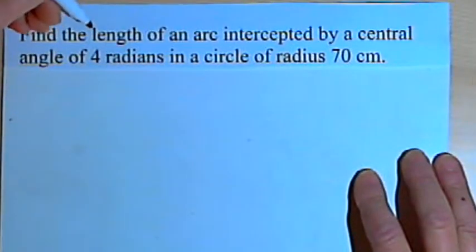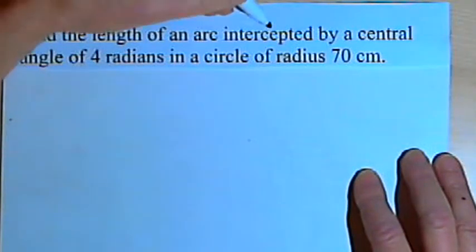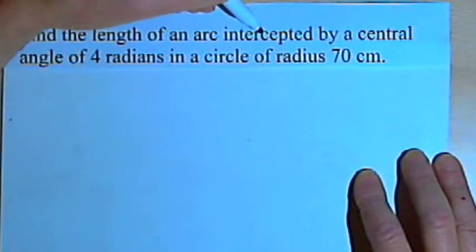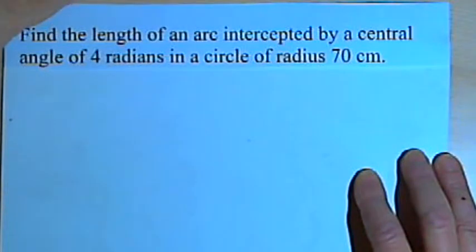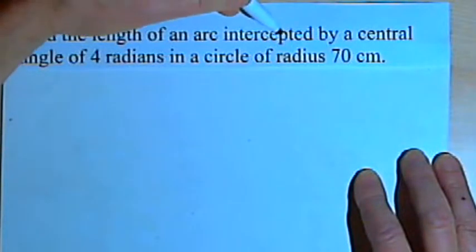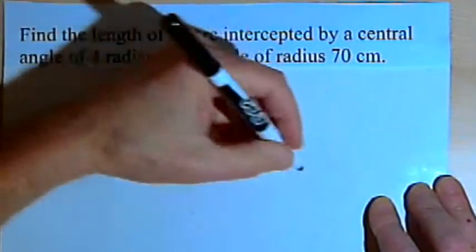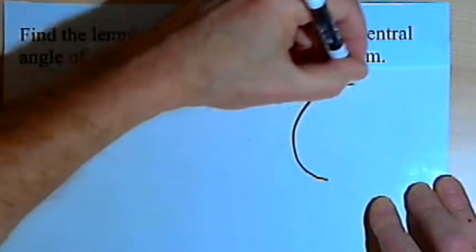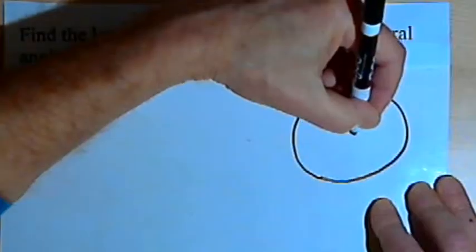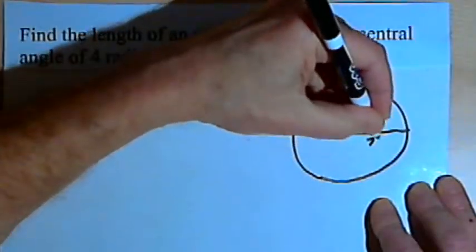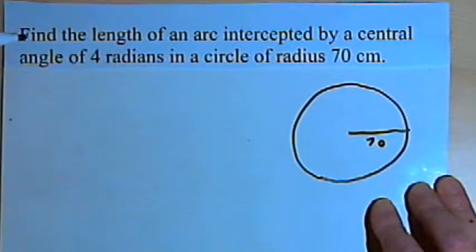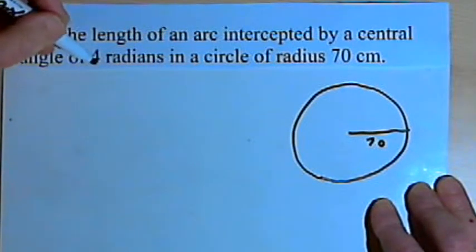So this problem says, find the length of an arc intercepted. Instead of saying subtended, they're saying intercepted. It'll mean the same thing. Find the length of an arc intercepted by a central angle of 4 radians in a circle of radius 70 centimeters. So once again, we'll draw a little picture. Here's the circle with a radius of 70 centimeters. It says the central angle is 4 radians.